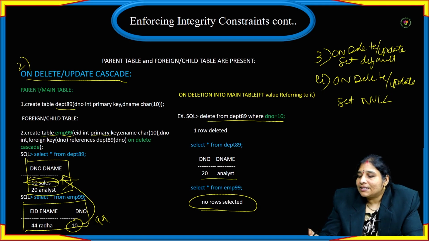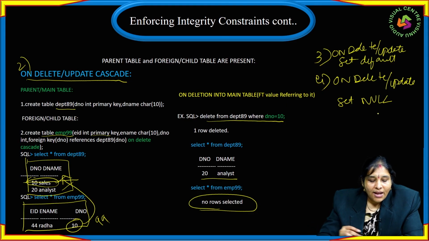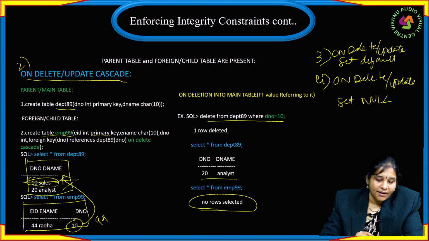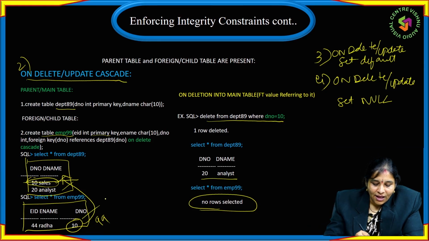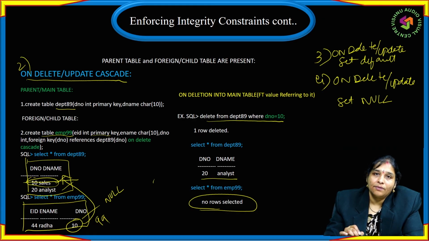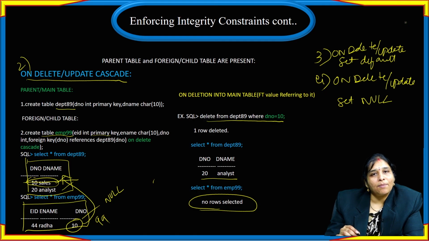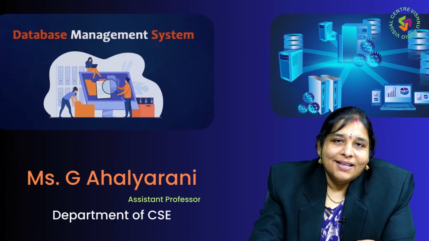The last but not least, the fourth action, is on delete or update set null. Here, whenever I try to remove, delete or update the value in the main table, the corresponding child table values of that particular referencing record are replaced with null. But whenever you replace that with null, remember that particular field should never be the primary key of the foreign table. Sometimes you can have the same field as primary key and foreign key. Why not primary key? Because we have already seen a primary key can never be null. So these are the four actions. And this is our today's session.